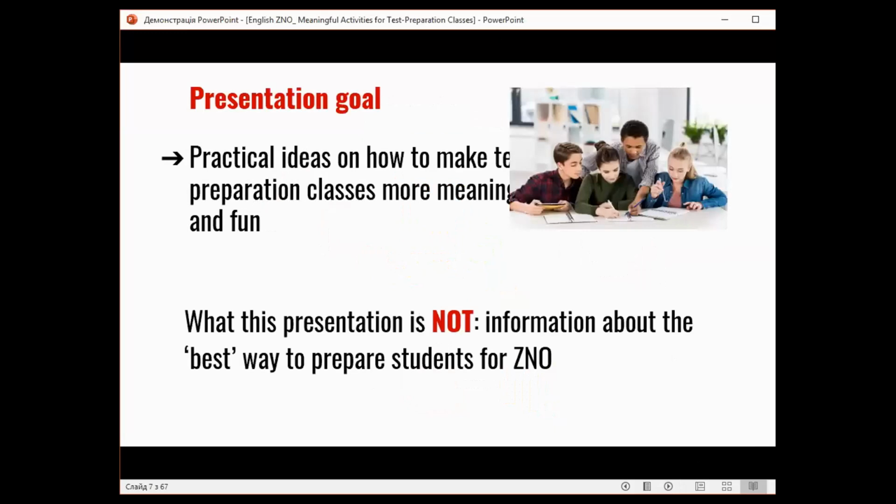And before I begin the presentation, I want to stress that today I'm not going to tell you what is the best way to prepare students for ZNO or any kind of test. First of all, because I don't think there is just one good way to do it. Usually it's about the combination of different methods, resources, techniques, and your circumstances are quite different and your students' needs are very different. So it's very hard to find this one recipe that is going to fit everybody.